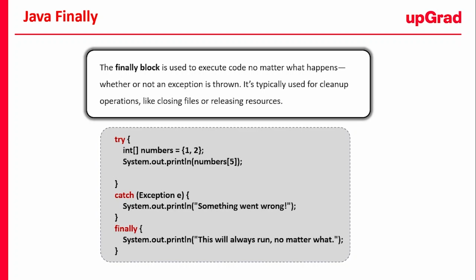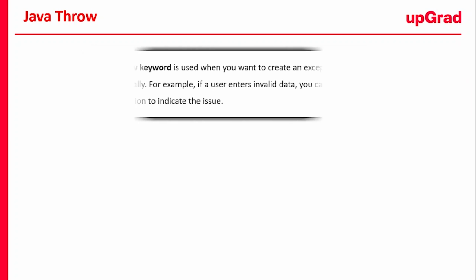For example, if you want to handle some corrections or cleanup code, then that particular code you just type in the finally block. That is what it is used for. All right. Now coming to the next topic, which is the Java throw keyword.